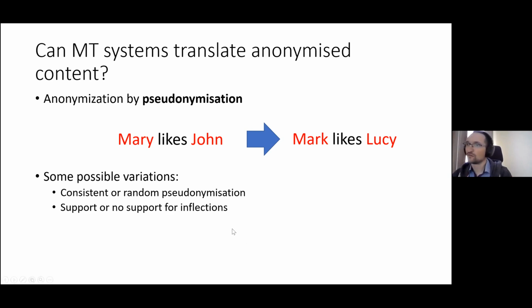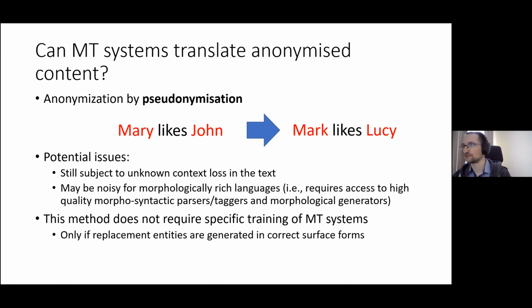And if the pseudonymization supports also inflections, so if we replace named entities in the same surface forms as they were originally in the text, then this method does not require actually retraining MT systems. We could just use a standard MT system.